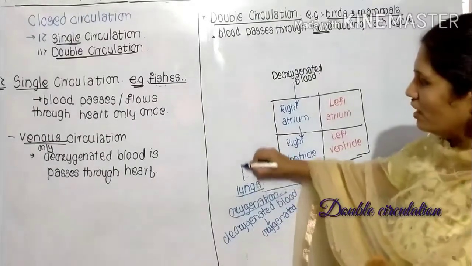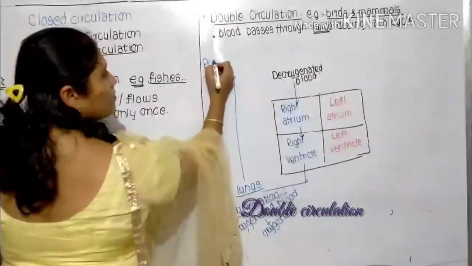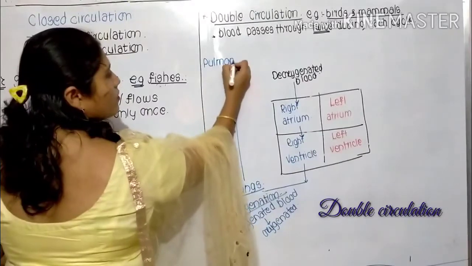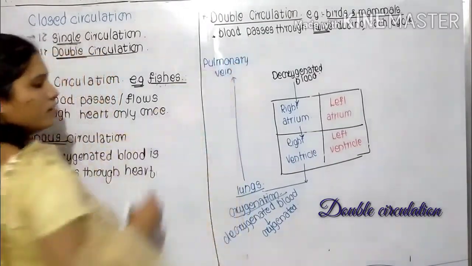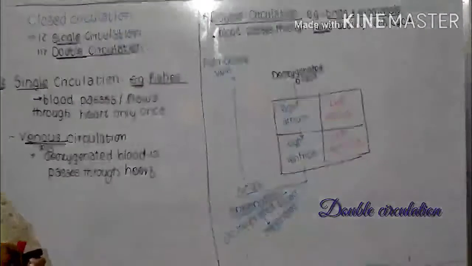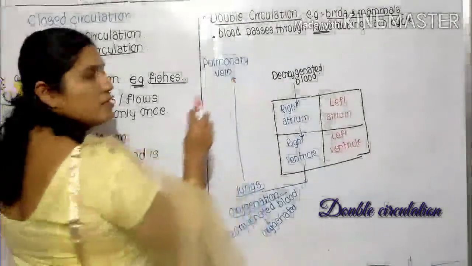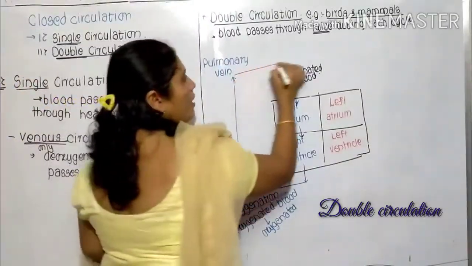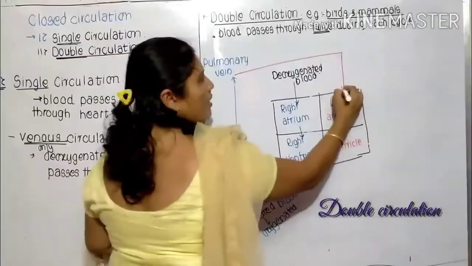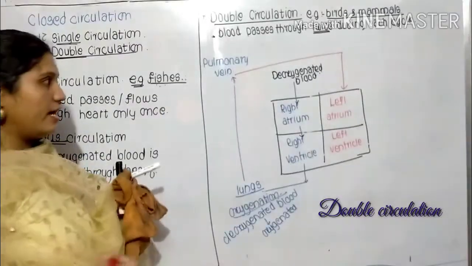Okay, then from the lungs, from the pulmonary veins, after the oxygenation, that blood becomes oxygenated. Now this blood becomes oxygenated blood, which means this blood becomes pure blood. Now this oxygenated blood enters into this left atrium. Understood? See, once again I'll tell you.